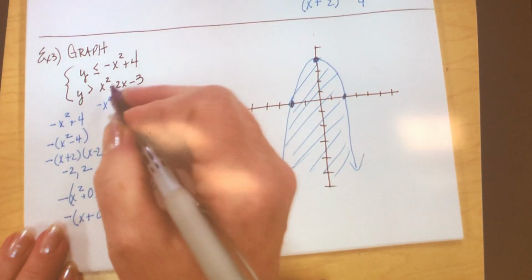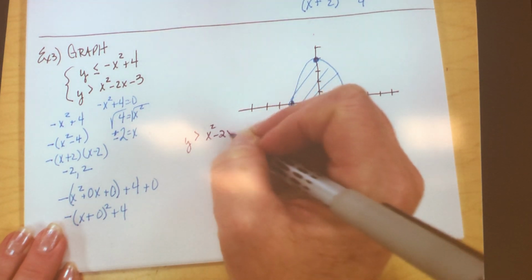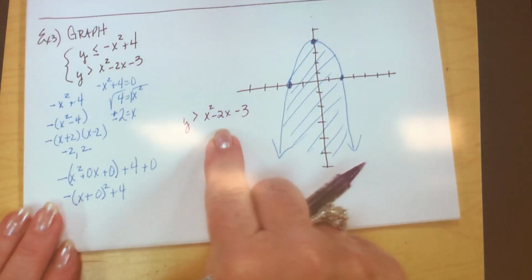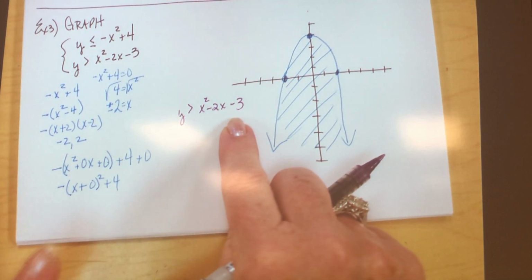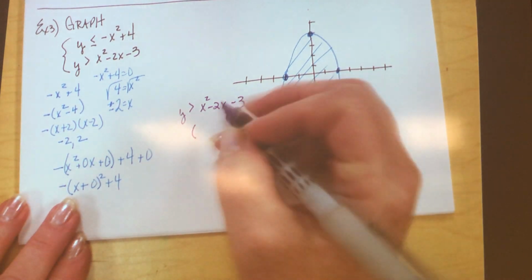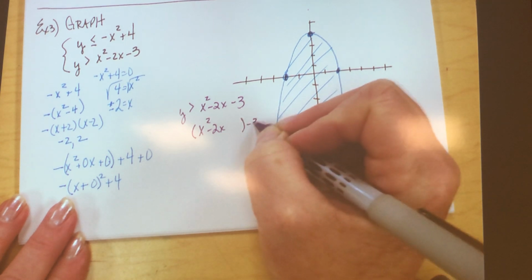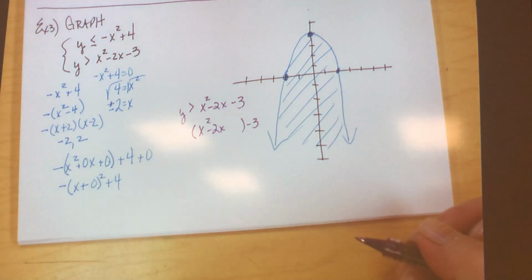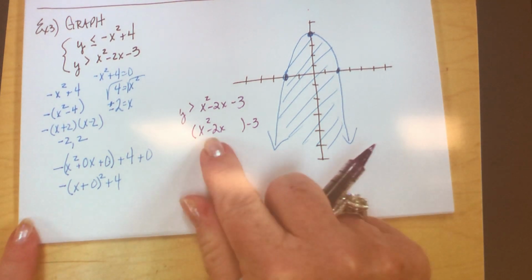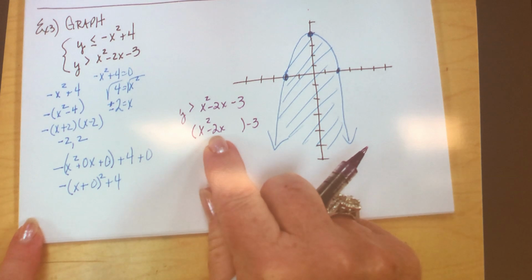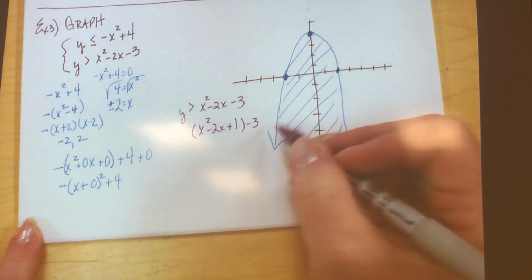Here's the next one, this guy right here. Y is greater than x squared minus 2x minus 3. Now, I see I can complete this square really easy, right? You'll get to where you can complete the square pretty quick. So, x squared minus 2x, separate that little negative 3 out. Are you with me? Okay, now what's half of 2? 1 squared. I really added 1 because there's nothing out here, so what do I do out here?